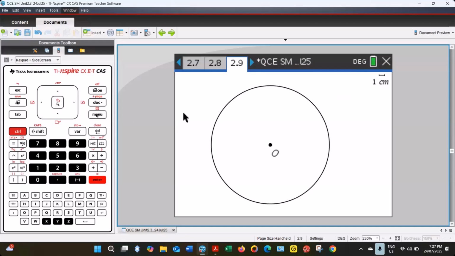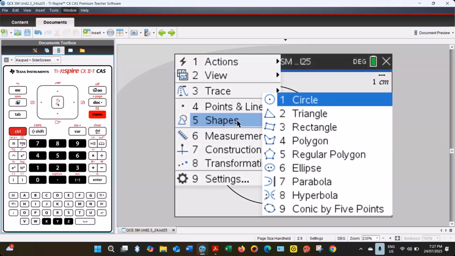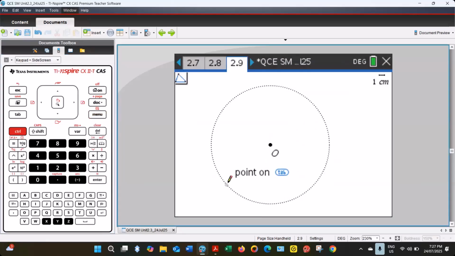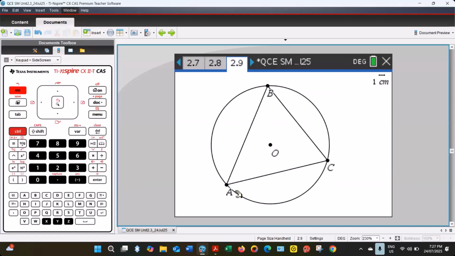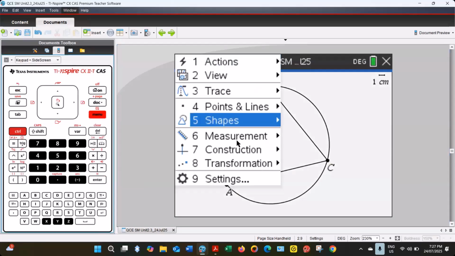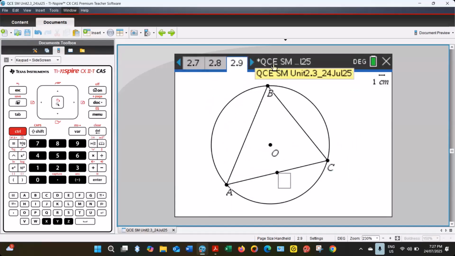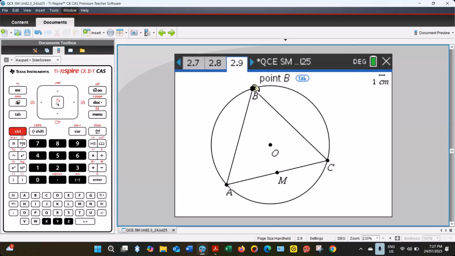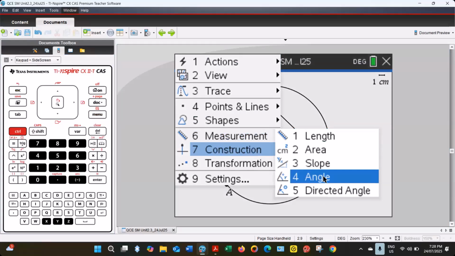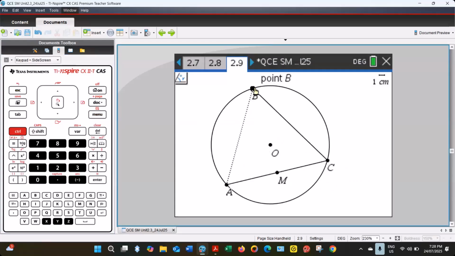I'm going to draw any inscribed triangle, so it's not going to be a right-angled triangle. All I need to make sure is that the three vertices are on the circumference of the circle. And I want the midpoint of one of the sides, so construction, midpoint, and I might label that M. Now I want to measure that angle. That's something else that's important. So menu, measurement, angle, and I want to measure ABC.